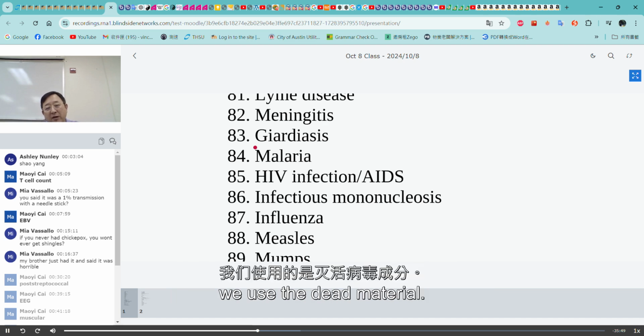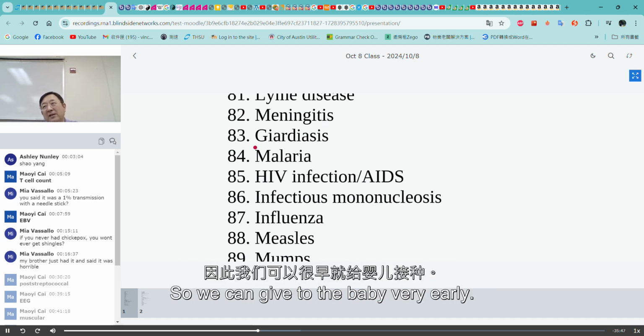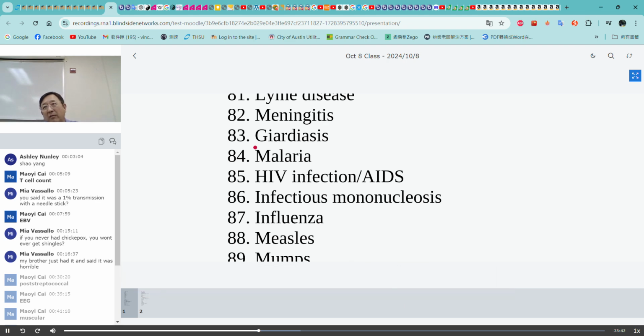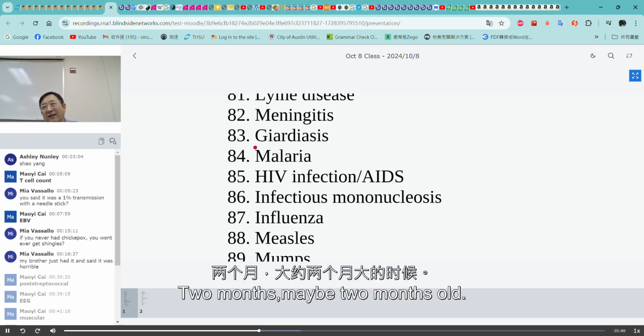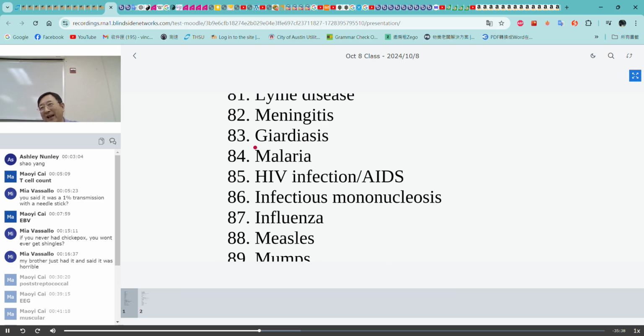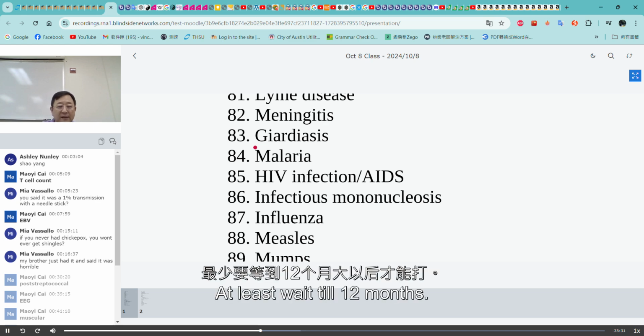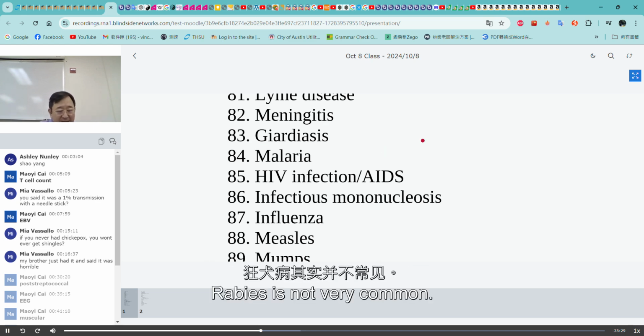Well, the polio vaccine uses dead material, so we can give it to the baby very early. Do you know how early we can give polio? Maybe 2 months old. But not for MMR or chickenpox, at least wait till 12 months. Last one, rabies. Rabies is not very common.